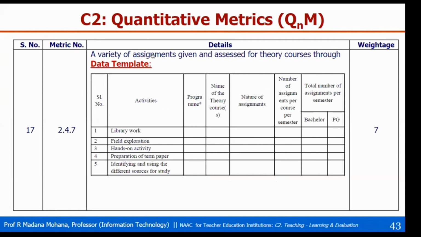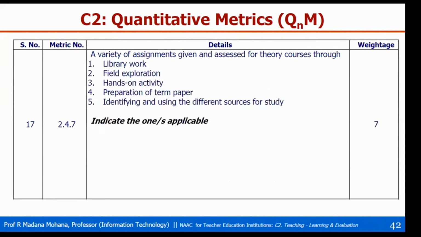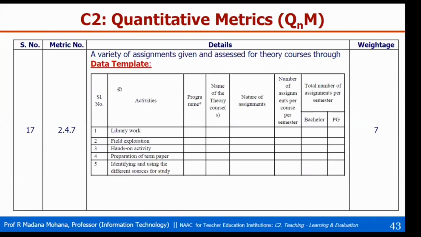Then 2.4.7, a variety of assessments given and assessed for theory courses through. So here first one is library work, second one field exploration, third one hands-on activity, preparation for term paper, identifying and using different sources for study, 1 to 5. So whichever applicable you can select. 7 marks are there. So this is the template.